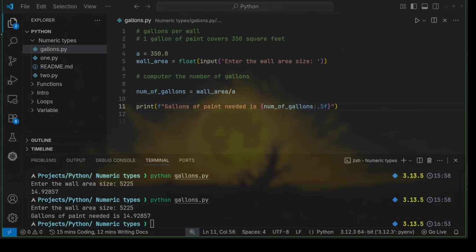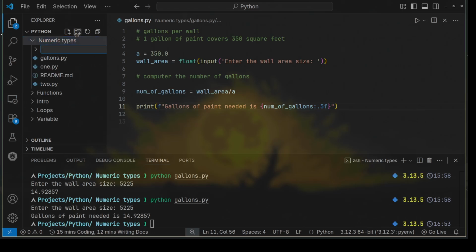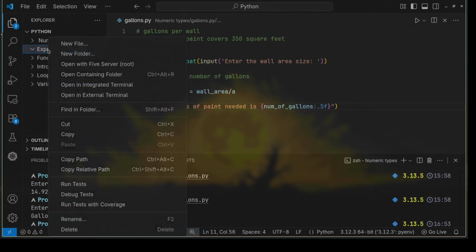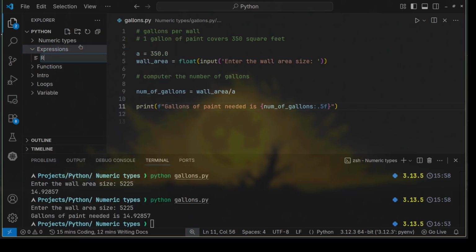Let's work on expressions. I hope we are fine up to what we've covered so far, the topics we've covered. I want us to get started on expressions.